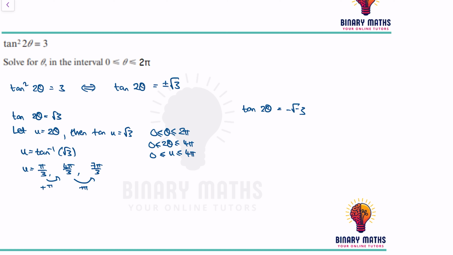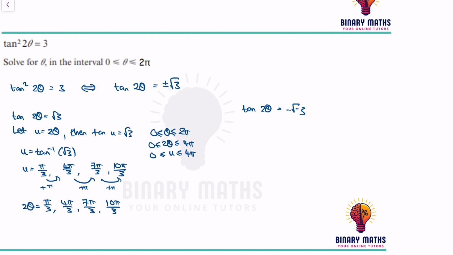And that's still within the range because we want it all the way up to 4 pi. If you add pi again, you get 10 pi over 3. If you add pi again, you're going to get 13 pi over 3, which is more than 4 pi. So we stop there. So these are the four values that you get. So 2 theta is equal to pi over 3, 4 pi over 3, 7 pi over 3, and 10 pi over 3.